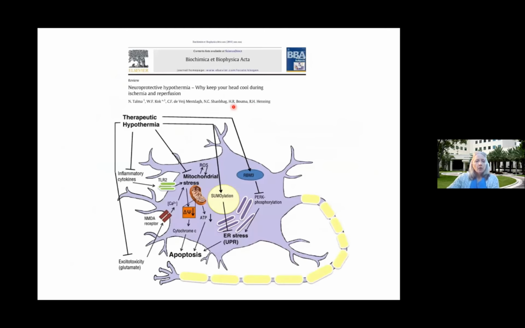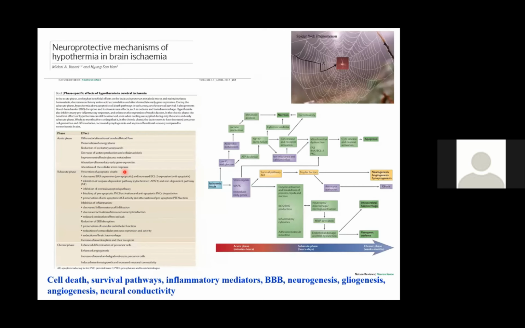This is a nice review article looking at the neuroprotective effect of hypothermia at the cellular level. And if you'd like to take a look at that. So this is clearly showing therapeutic hypothermia affects a lot of different components within the cell, as well as those that are activating events outside of the cell. Dr. Yenari and Dr. Han published a very nice review on neuroprotective mechanisms of hypothermia in brain ischemia, and basically demonstrating a lot of these secondary injury mechanisms again, and going over them in detail.